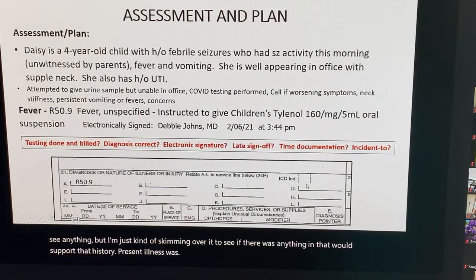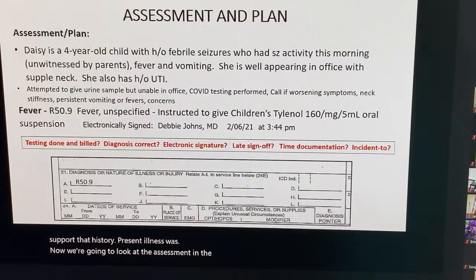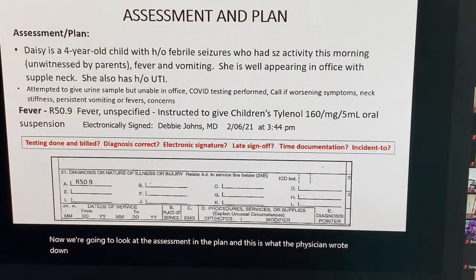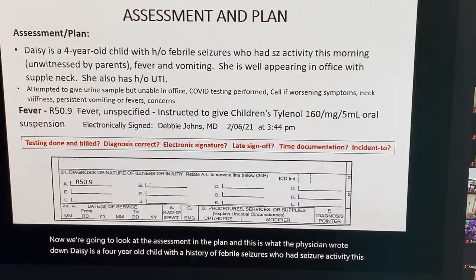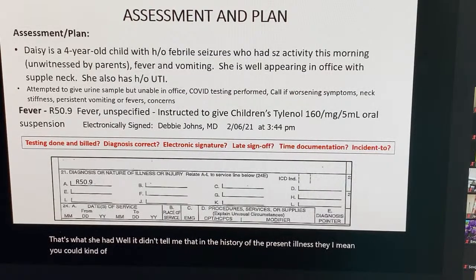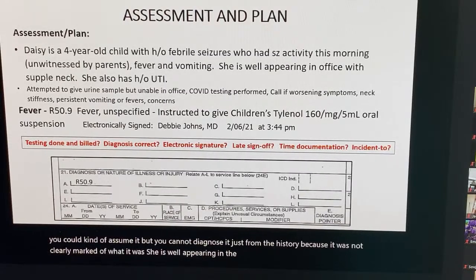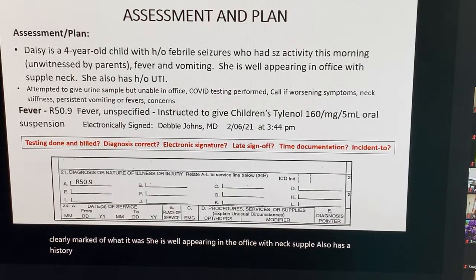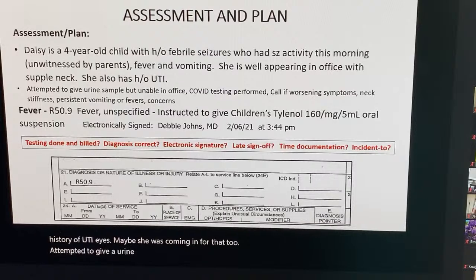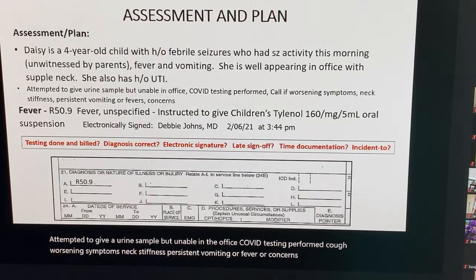Now we're going to look at the assessment and the plan. And this is what the physician wrote down. Daisy's a 4-year-old child with a history of febrile seizures who had seizure activity this morning, unwitnessed by parents. Oh, but you cannot diagnose it just from the history because it was not clearly marked what it was. She is well appearing in the office with neck supple, also has a history of UTIs. Well, maybe she was coming in for that too. Attempted to give a urine sample, but unable in the office. COVID testing performed, cough, worsening symptoms, neck stiffness, persistent vomiting or fever or concerns. I think that's what the patient is to do.